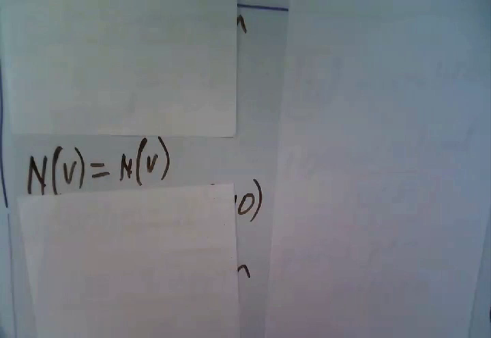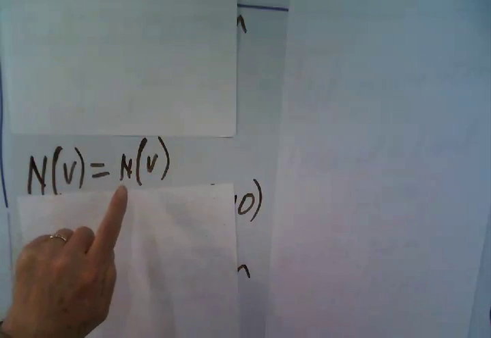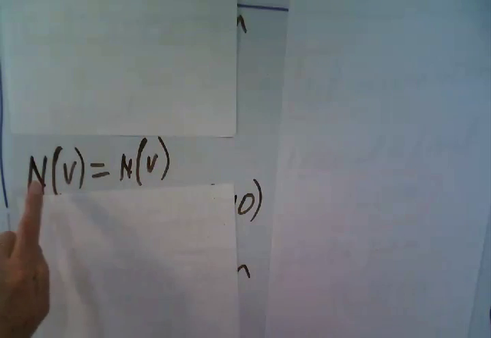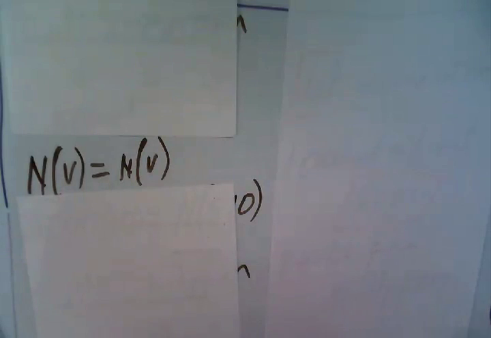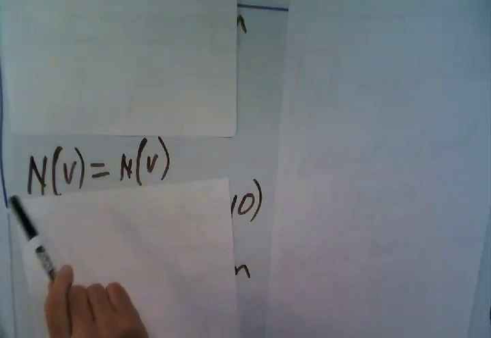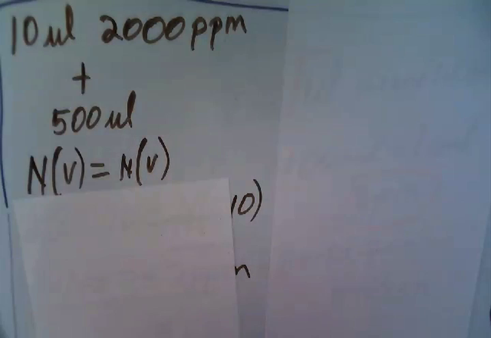A common mathematical calculation in laboratories is for dilutions. And the formula is normality times volume is equal to normality times volume. This terminology relates to acid concentrations, but it could be anything. Concentration times volume is equal to concentration times volume.